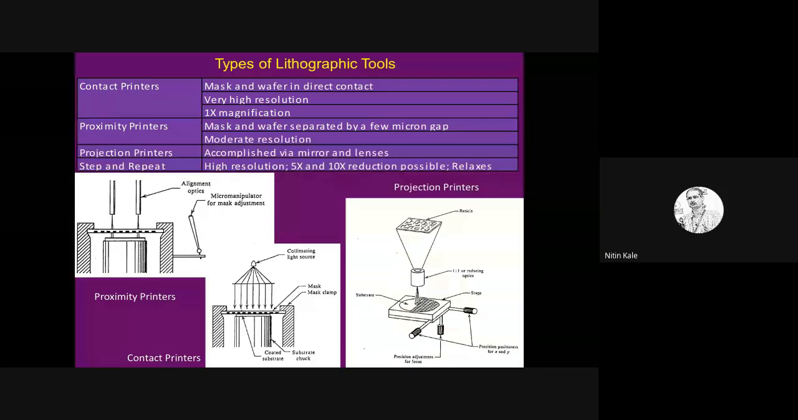Then you have what are called proximity printers, where there is a gap between the mask and the wafer. You have contact printers, where the mask touches the wafer. And then you have a stepper, wherein you have a very high resolution mask, and it basically prints at one place, and then it steps, moves here, prints, and steps. So that is a stepper.